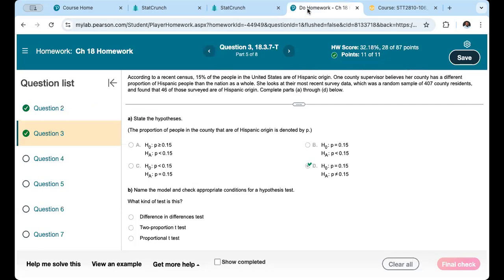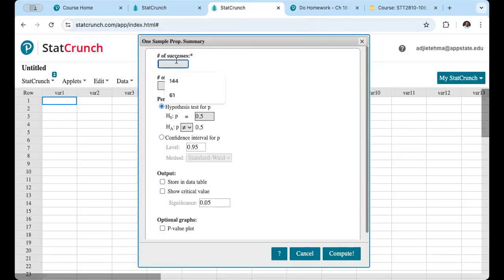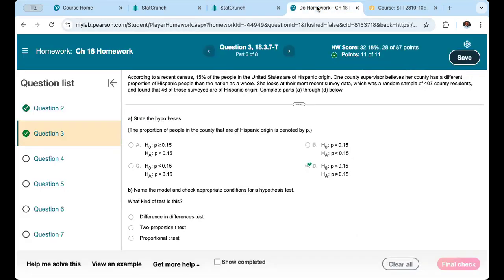Now, the number of successes. When I read the problem here, in my situation, it says that they found that 46 of those surveyed are of Hispanic origin. So the number of successes is what? 46. So I put 46 here. Number of observations. What is the sample size? In my situation, it's 407.